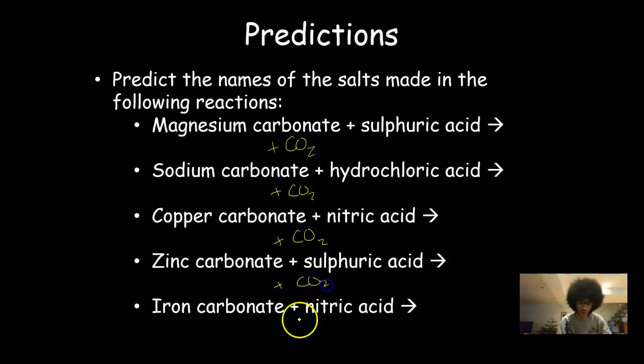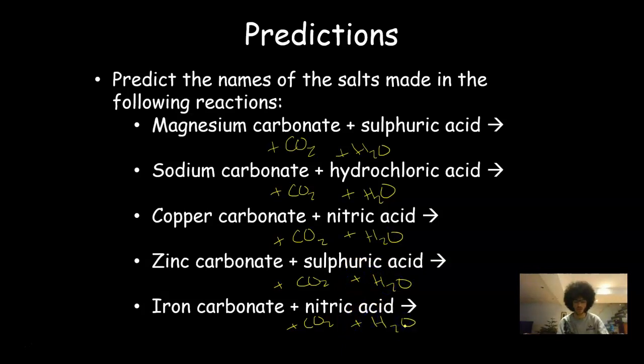So I've got carbon dioxide in all of them, and I've also got water in all of them. That I cannot dispute because anytime I react a metal carbonate with an acid, I always make these two products. The carbon dioxide is the gas that goes into the atmosphere, water stays in solution, dilutes it a little bit. So the tricky thing is the name of the salt.